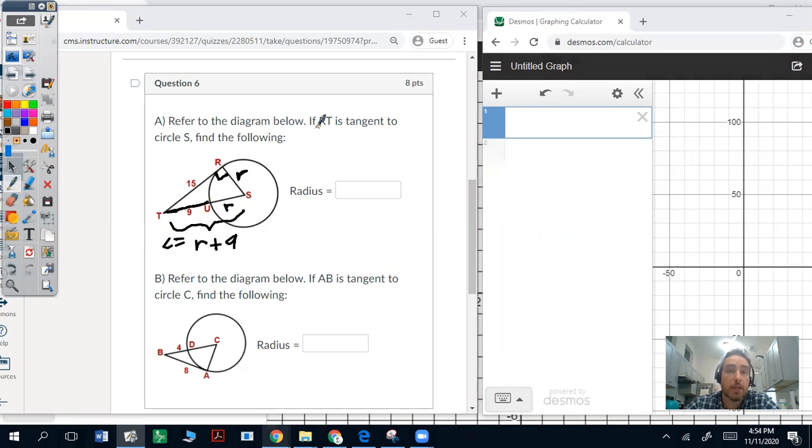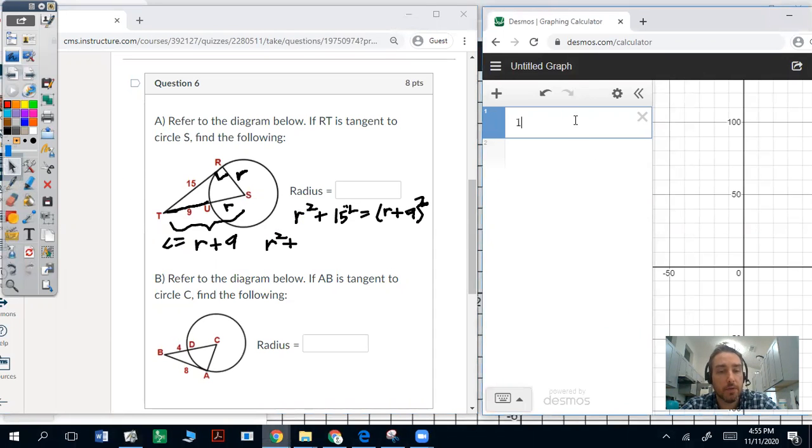So your equation will look like this. It'll look like R squared plus 15 squared equals R plus 9 squared. Now, when you're solving that out, you can square the 15, and then when you square R plus 9, that's a binomial, so we look for patterns on those. So R squared plus 15 squared. 15 squared is 225. Let's verify that in the calculator. 15 squared. So R squared plus 225.